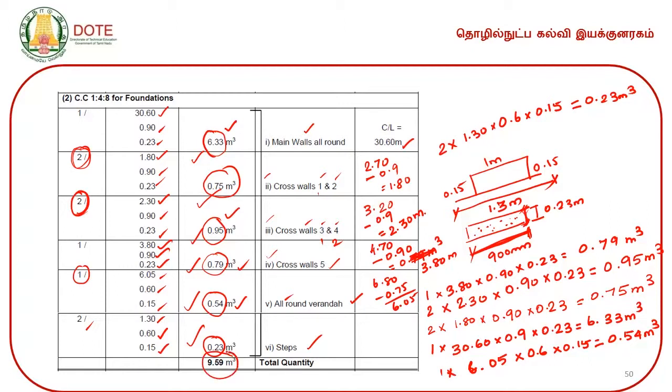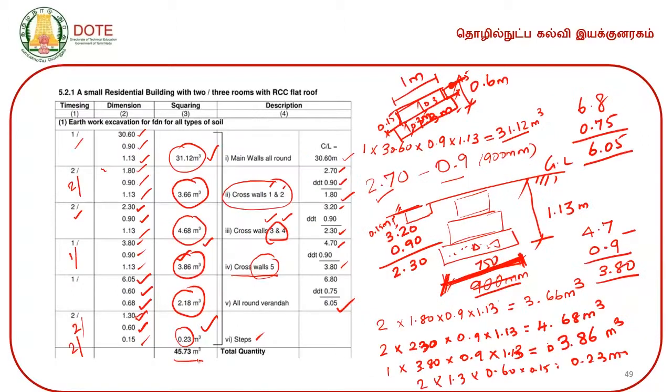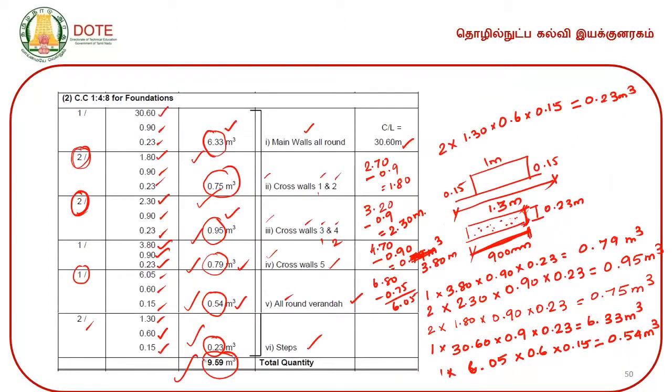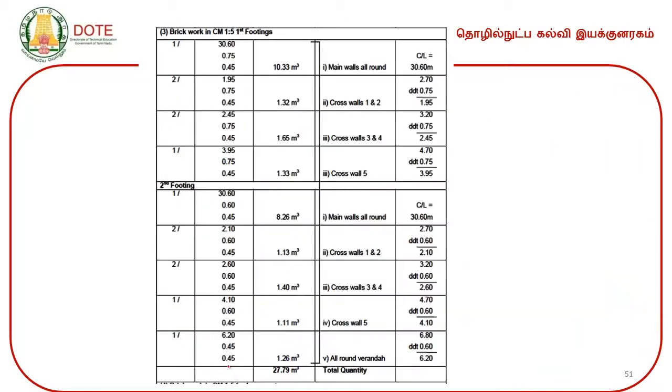9.59 m cube. Yes, then CC quantity is 9.59 m cube, earthwork quantity how much? That is 45.73 m cube. Then CC quantity how much? 9.59 m cube. Next we move to brickwork in cement mortar 1:5 in footing.